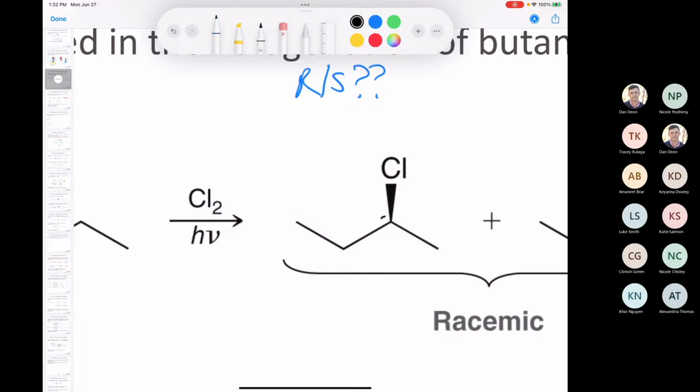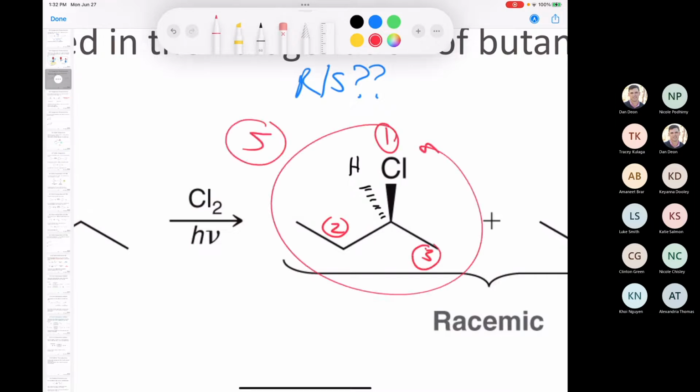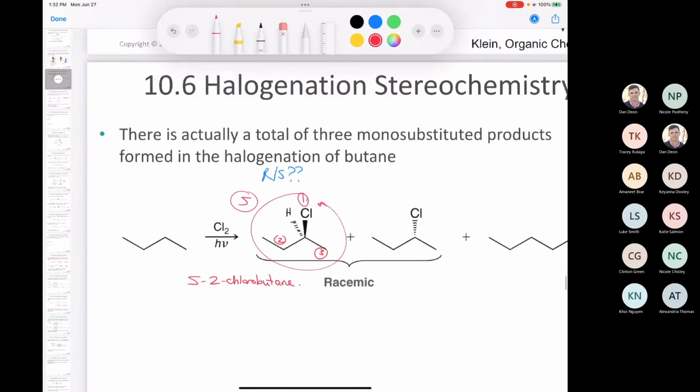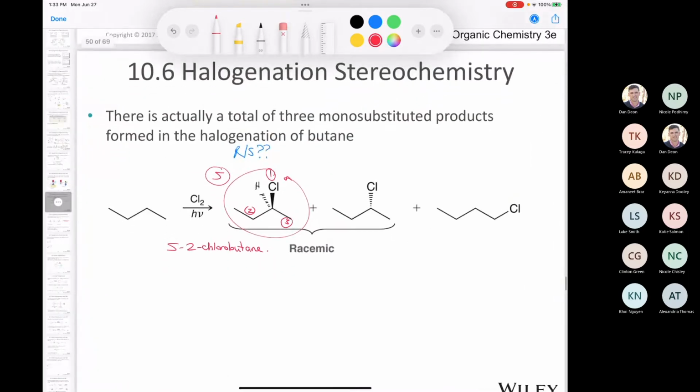Yeah, it's S. Absolutely. The hydrogen's in the back. Chlorine's number 1. Ethyl group's number 2. This is number 3. It's going that way. So it's S. Yep. So that would be S-2-chlorobutane. Great. Excellent. That's chapter 5. That's weeks ago. You're still crushing it. So that's good.